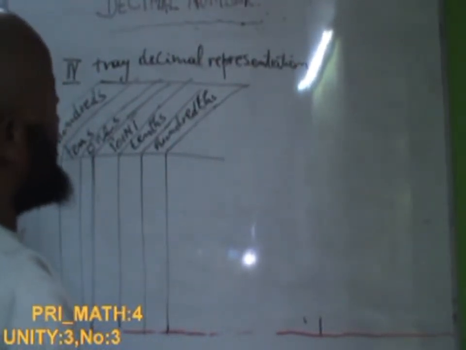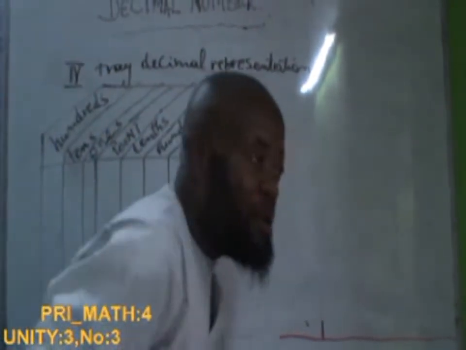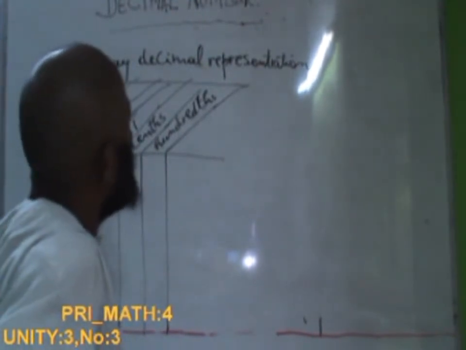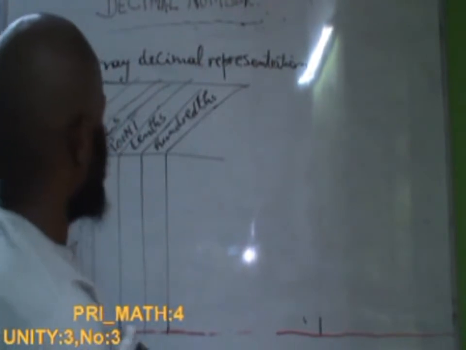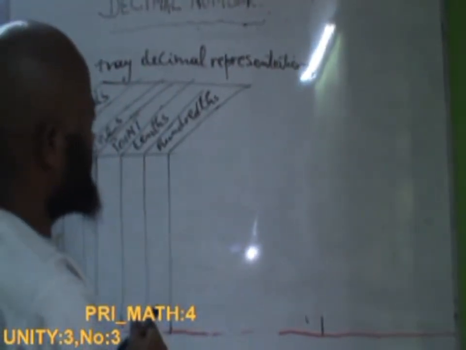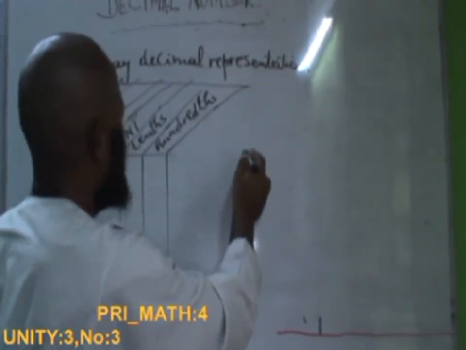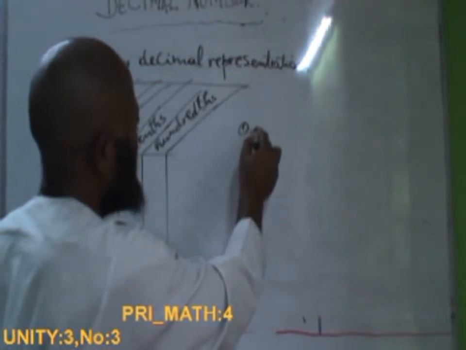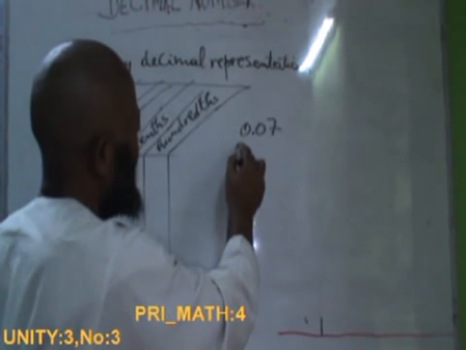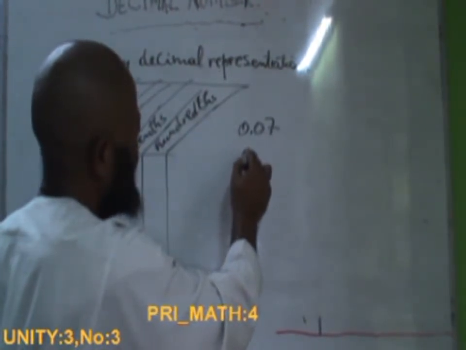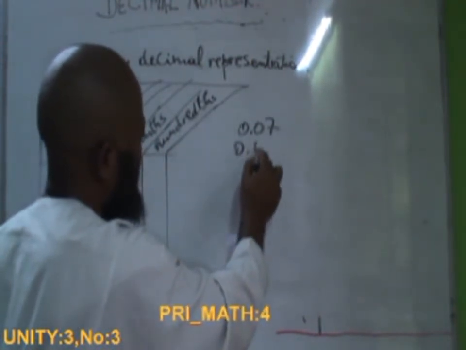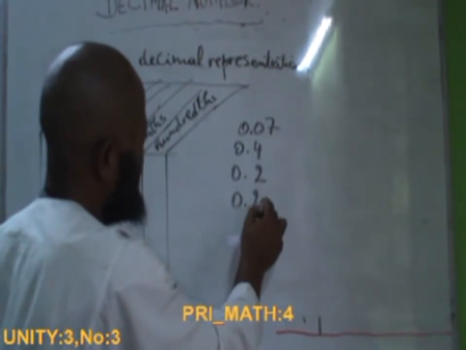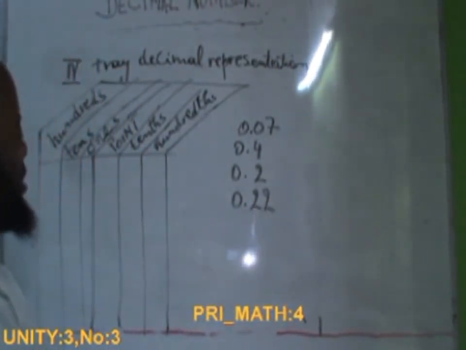You can have some given numbers and you are asked to represent them in tray decimal representation. You will proceed as follows. Suppose that you are given 0.07 and 0.4 and 0.2 and 0.22.